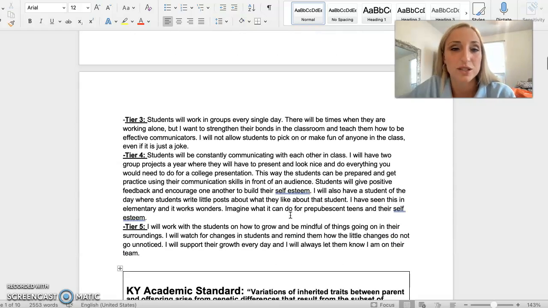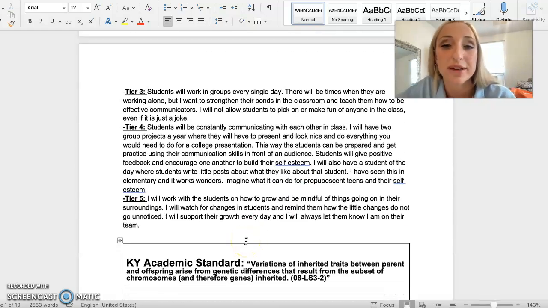So that would be awesome. Tier 3, students will work in groups every single day. There will be many times when they are working alone, but I want to strengthen their bonds in the classroom and teach them how to be effective communicators.